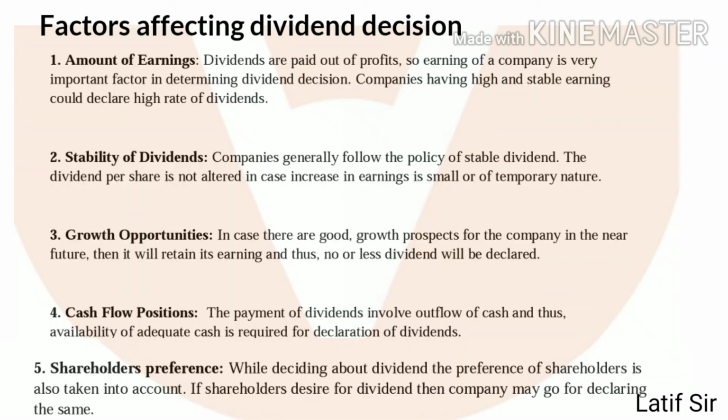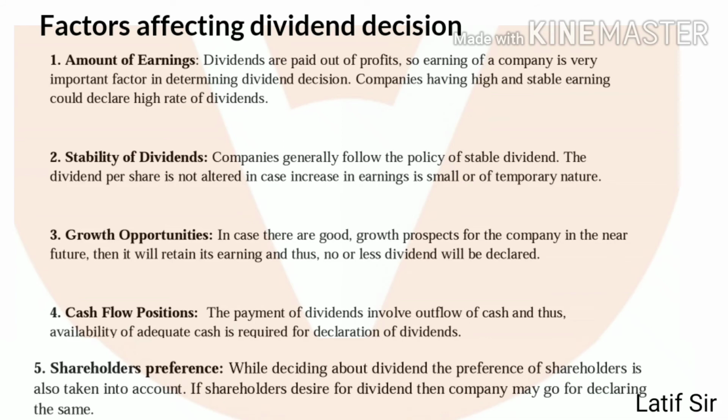Now what are the factors affecting the decision? Number one, amount of earning: how much the company is earning at present, and whether the earning is capable enough to give a stable rate of dividend in the future. Number two, stability of dividend. Companies generally follow a policy of stable dividend, that is, the dividend per share is not altered in case of an increase in earnings that is small and temporary in nature. Number three is growth opportunities. In case the firm has growth opportunities or requires growth in the future, then it will retain a proportionate amount in reserve and declare less dividend.